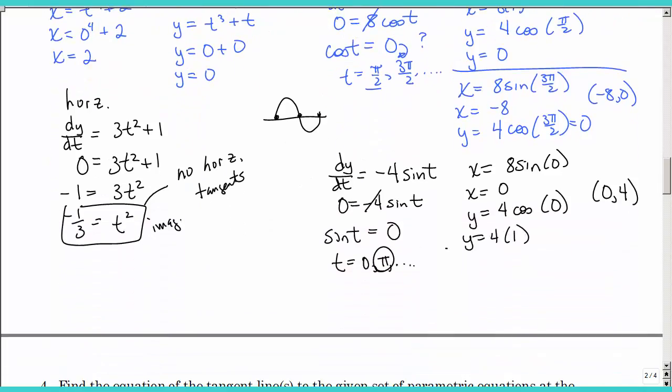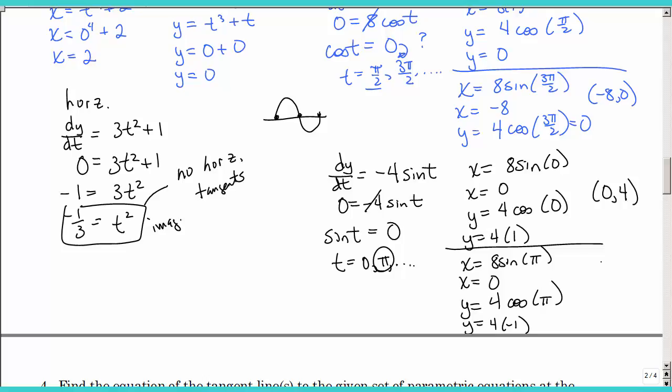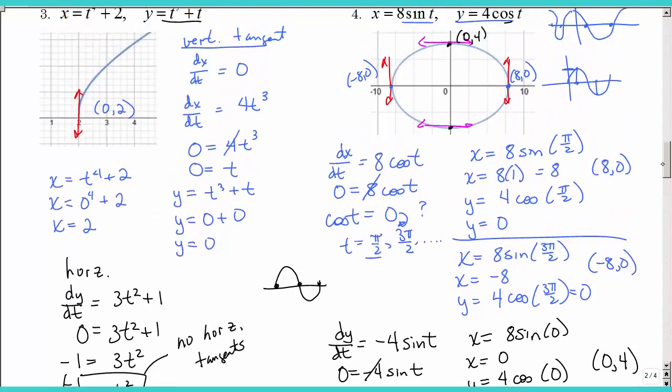Okay, let's find that second one. Let's use pi. So we have x equals 8 times the sine of pi, which of course is 0, and y equals 4 times the cosine of pi. Well, the cosine of pi is negative 1, so we're going to get the ordered pair 0, negative 4, which is right there. So that's how you would find points of vertical and horizontal tangents.